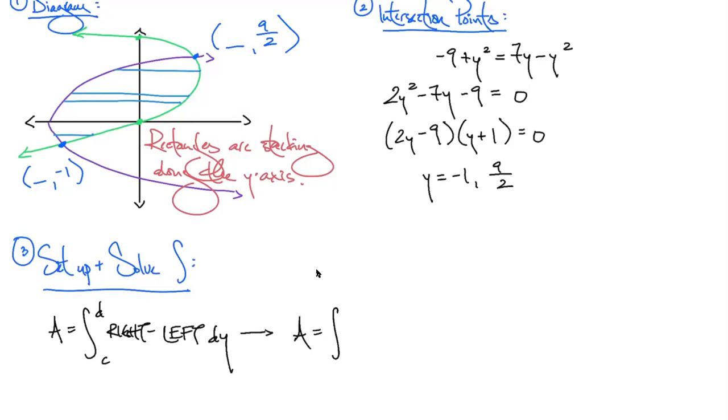Now I agree. I think that one of our bounds is the -1. I think the other one is 9/2. But just like if we're doing dx, we typically start here and go this way, right? When we're doing dy, we typically start at the bottom and stack up, okay? So we would choose the smaller y value, -1, and we would end with the higher y value of 9/2.